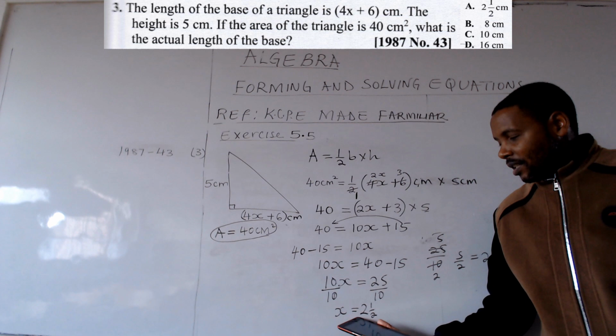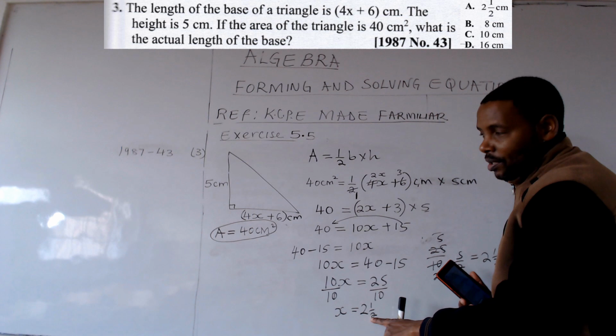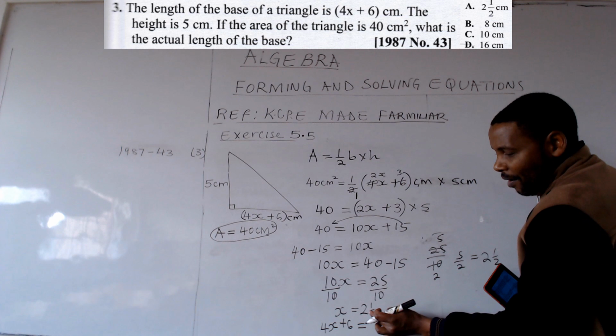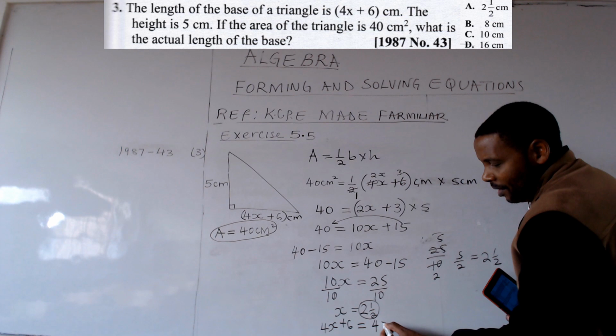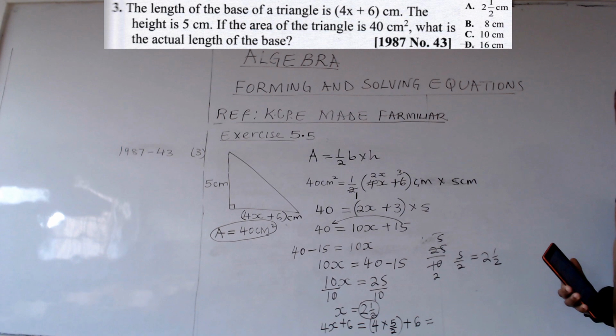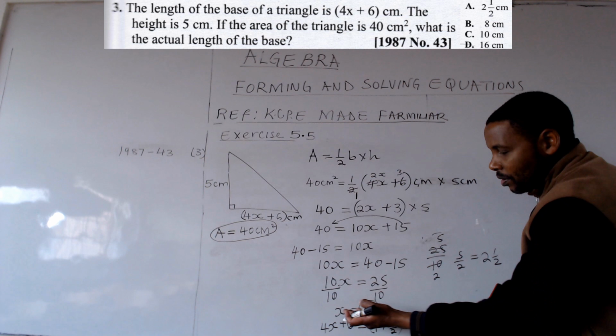Now we want to know the value of this base, and we have known x is 2.5. So we get 4 times this value we have got, then we add 6 to get the value of the base. The base, we know, is 4x plus 6. So now to get it, we replace x with 2.5, and 4x means 4 times this value now. So it will be 4 times, change it to improper, times 5 over 2. Then what you get? Add 6. I think you are able to finish from there, to get the base, not the value of x. This will give us the value of the base, because this was the value of x, and now we use that value to get the base.